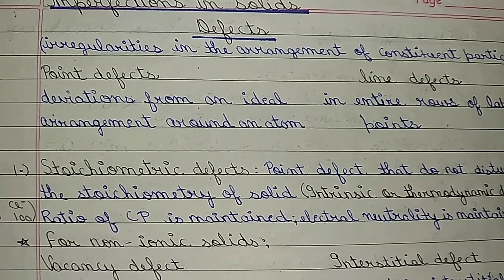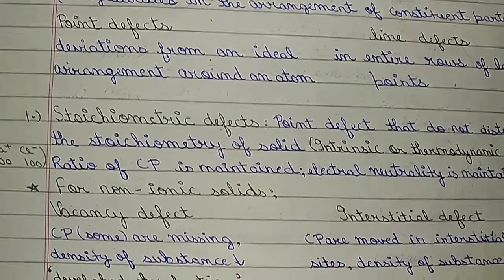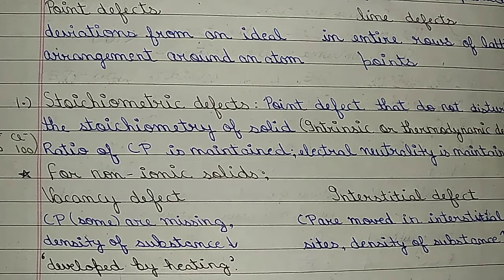Now, stoichiometric defect is divided into two parts for non-ionic solids: vacancy defect and interstitial defect. In vacancy defect, some constituent particles are missing. This defect can also be created by heating. If we heat a substance, then the constituent particles gain kinetic energy and they leave their original positions. So in this way, some constituent particles are missing in vacancy defect. And when some constituent particles are missing, the density of the substance decreases.